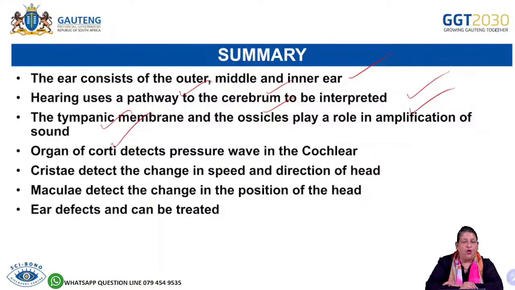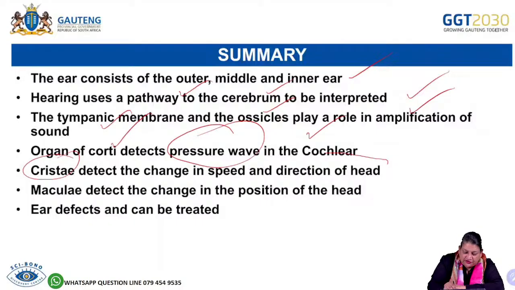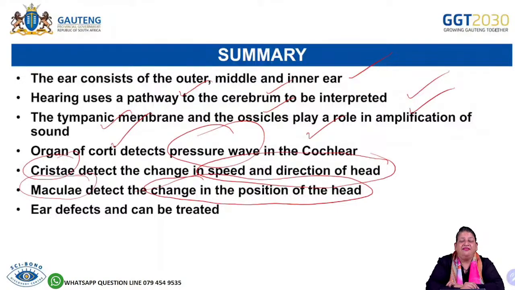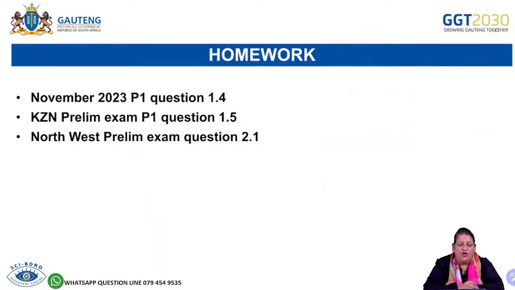Also remember, it's the organ of Corti that's a receptor in the cochlea, which detects pressure waves, which is a stimulus. Remember, the cristae is a receptor. It's sensitive to the stimulus of speed and direction of the head. Remember, the macula, in the utriculus and sacculus, is responsible for detecting changes in the position of the head, and that all ear defects can be treated. And that brings us, learners, to the end of this section on the ear.